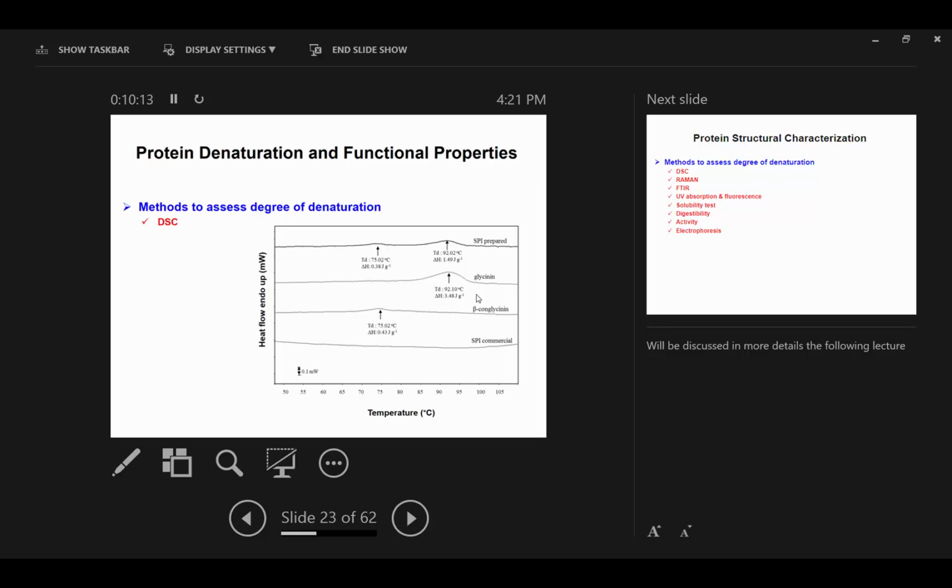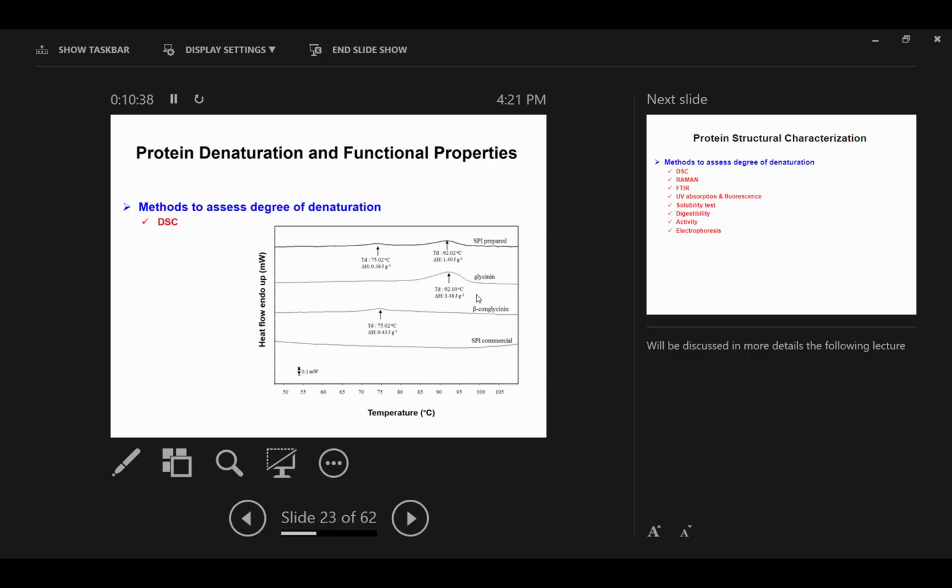They are already denatured. So the SPI from a commercial source has already been thermally treated in a manner that denatured the protein. So when you run it in the instrument, you see nothing, you go, okay, the protein is already denatured. Whereas the protein we prepare in the lab with minimal thermal treatment, we see two major peaks, indicative of two major proteins in the mixture.